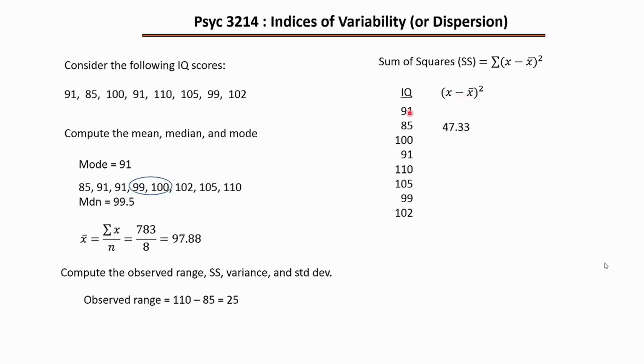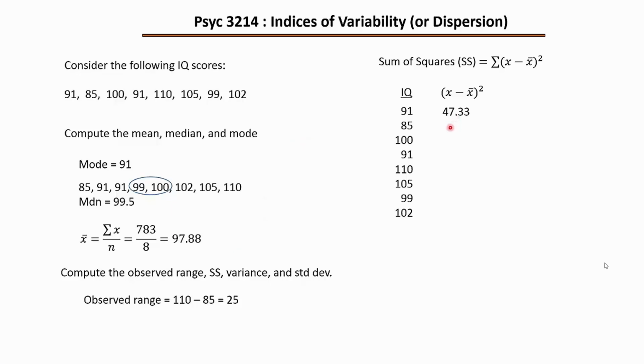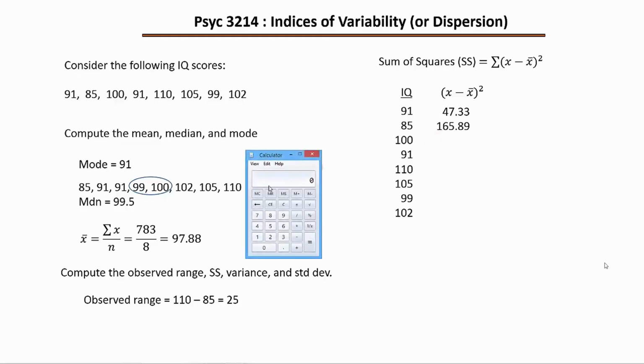So our first value, 91, switch on the calculator here. So 91 minus the mean, which is 97.88, and that gives me negative 6.88. Now I need to square that. In this calculator, I'm just going to have to multiply again by 6.88, and that gives me the 47.33. I see that value here. The next value should be 165.89. Let's see how I obtain that.